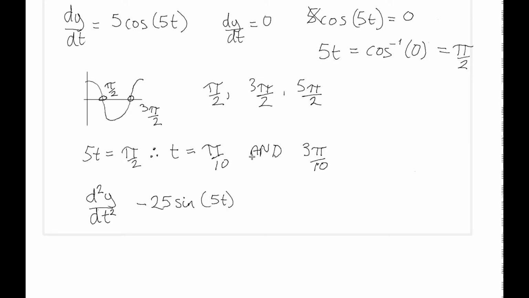Okay, so let's take my first value, pi divided by 10. If I insert that into there, I'm going to get minus 25 sine 5 times pi divided by 10. I don't need a calculator for that because this is going to cancel down to pi over 2, and we know that sine of pi over 2 is 1, so it's going to equal minus 25. So in other words, it's a maxima.